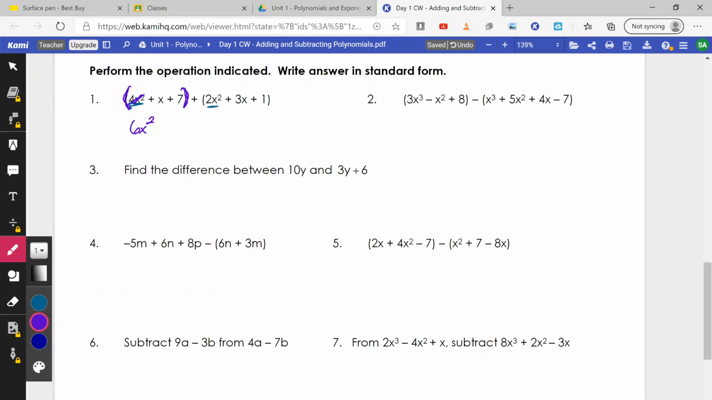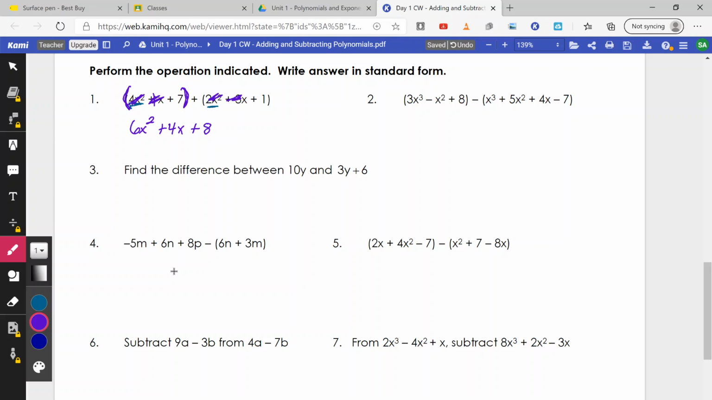And now I have an x plus 3x. So we have 1x plus a 3x. So 1 plus positive 3 gives me a positive 4x. And then 7 plus 1 gives me plus 8. So again, notice I'm adding the same things. I'm adding the x squareds. 4 plus 2 gives me 6. I'm adding the x's. 1 plus 3 will give me 4. Then I'm adding the solid numbers. 7 plus 1 gives me a positive 8. So we can do it horizontally like that.